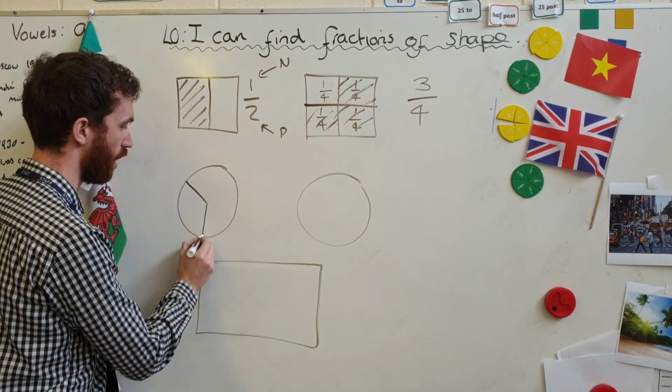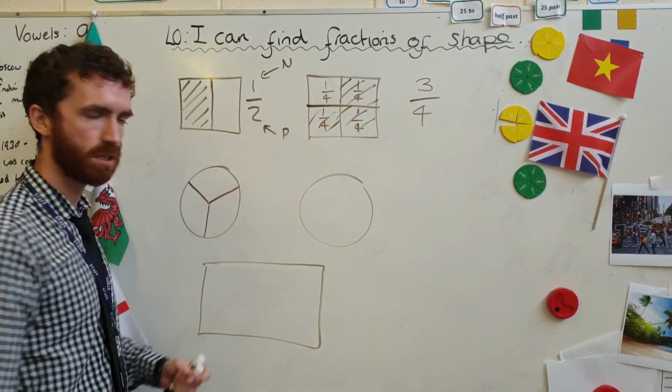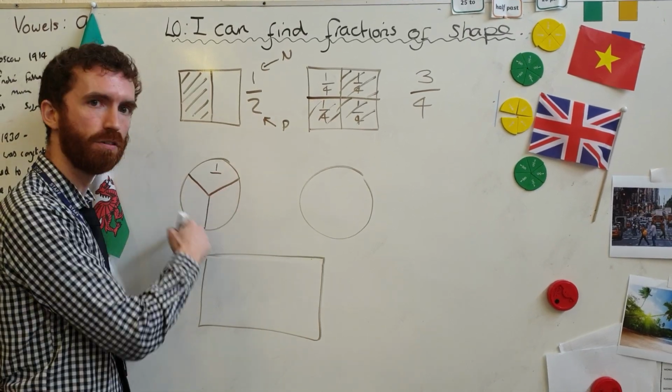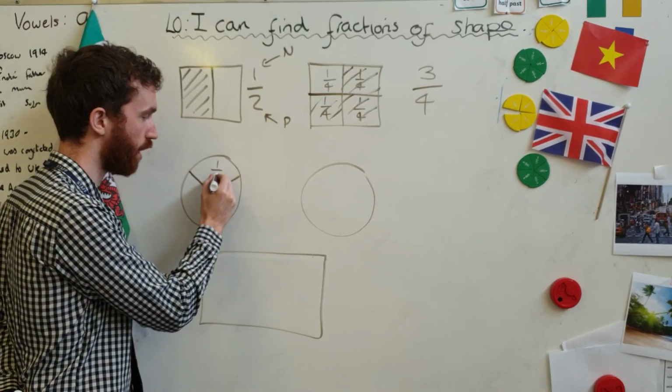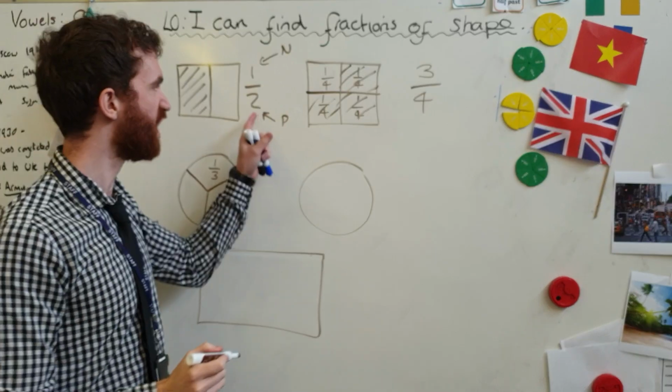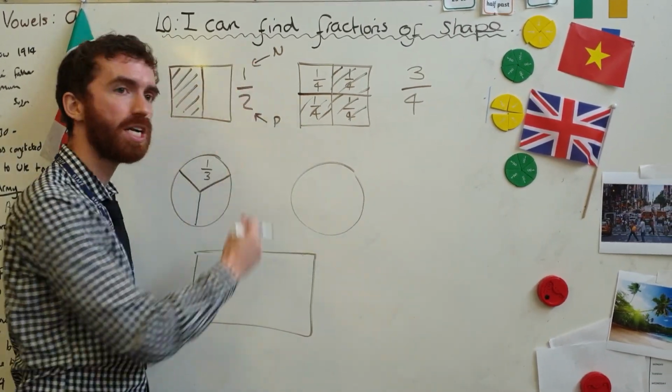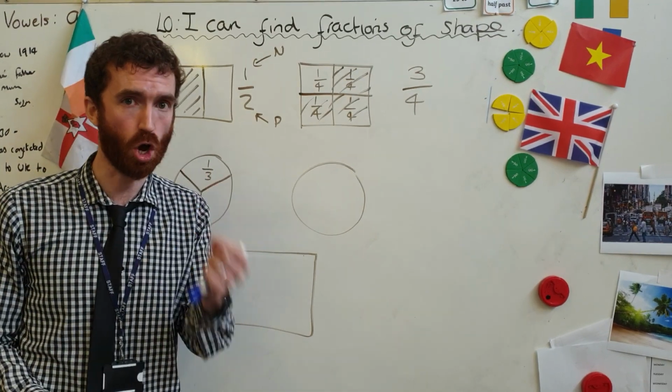Okay, I could do this. I could do the Mercedes symbol, and these are 1 out of how many? 3. You remember from one of the other videos, the demon denominator shows us how many pieces we can have. The nice numerator shows how many pieces we've got.